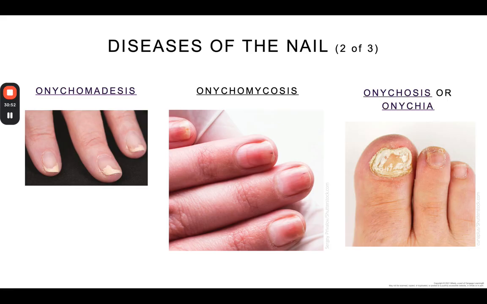Next on this slide, and last on this slide, is what we call onychosis, or we may also call it onychia. It's just an inflammation of the matrix and shedding of the nail plate caused by infection or injury. Possible medical referral is required. And again, I encourage you to look up a picture of onychosis or onychia.